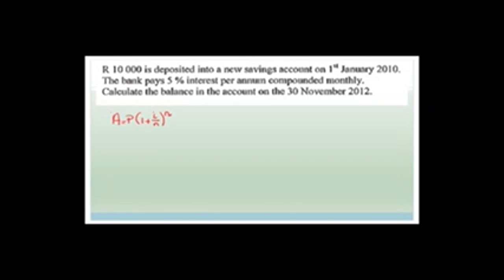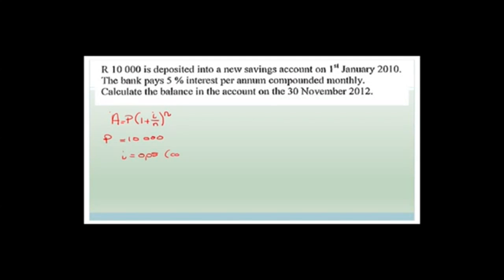Okay, it says 10,000 rand is deposited into the new savings account. So P is obviously your 10,000. Your interest rate is 5% per annum, but it's compounded monthly. So your interest is 0.05, but it's compounded monthly. Okay. And it says calculate the balance of the account on the 30th of November 2012.